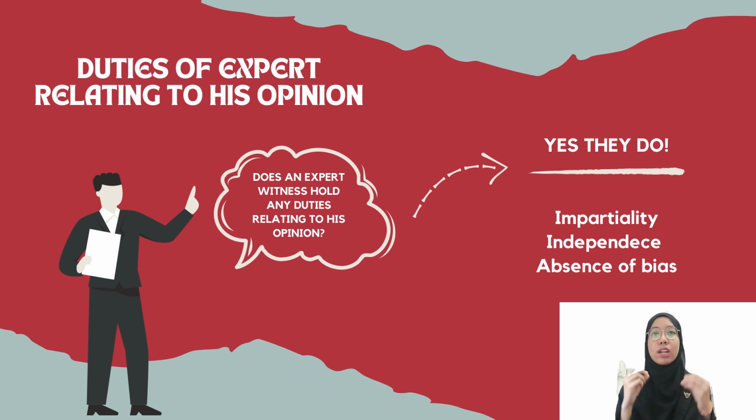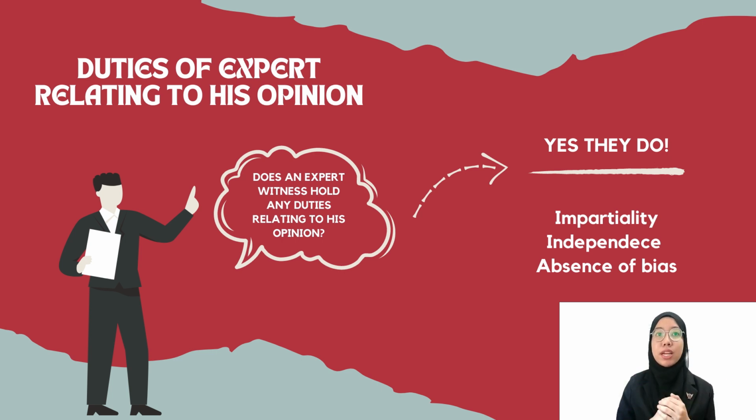This is what the court has stressed when an expert is called to the court to give his testimony, and the expert in helping the court should act as impartially and objectively as he can. In short, the duties owed by an expert witness are impartiality, independence, and also absence of bias. The first one, the expert opinion must be impartial in the sense that it reflects an objective assessment of the question at hand.